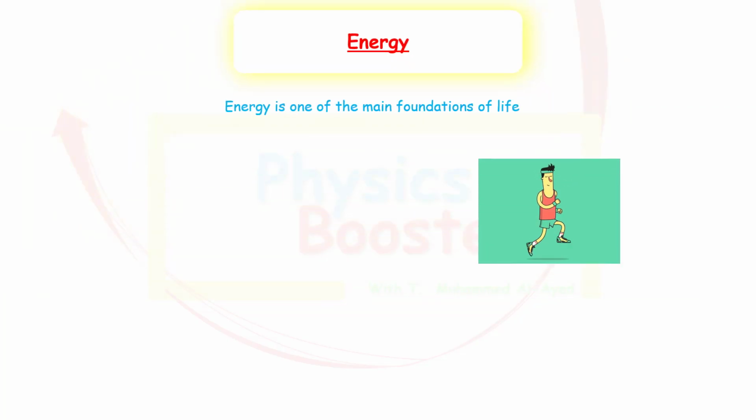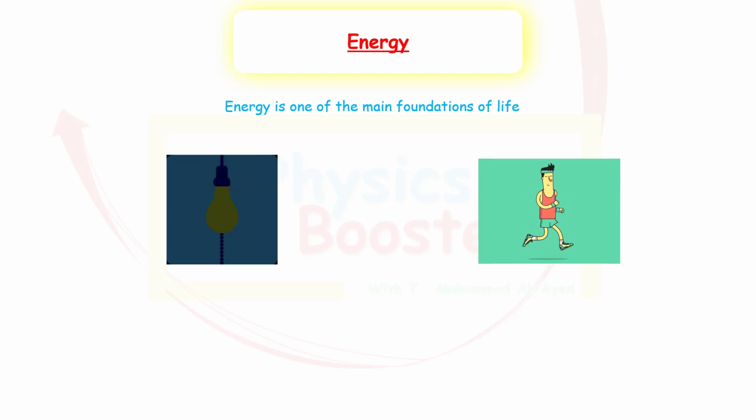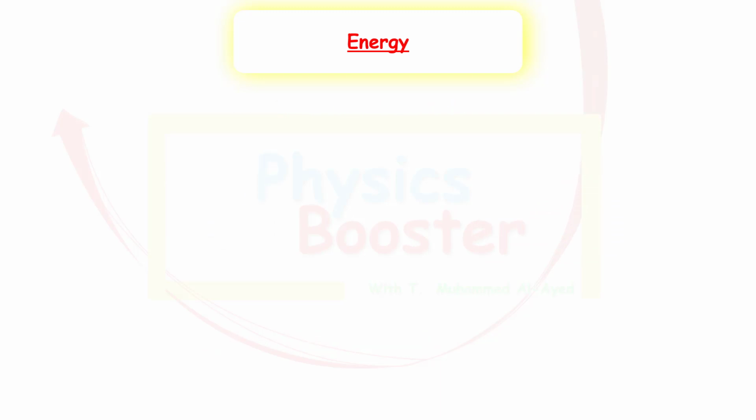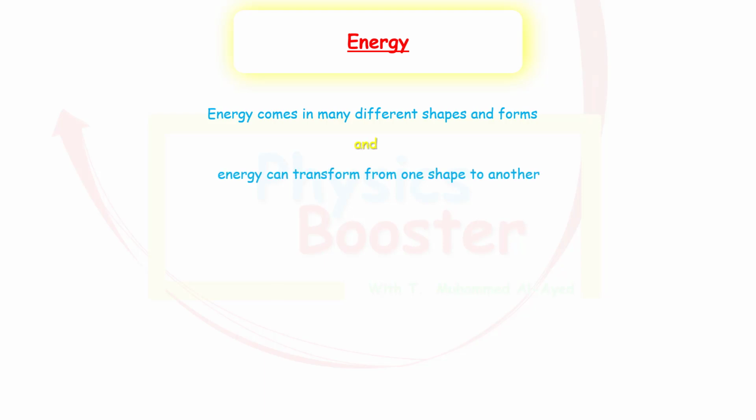Now energy is one of the main foundations of life. With energy we can run, we can move. With energy, we can turn on a light bulb. So energy is needed everywhere and is seen all around us, okay? Now, energy comes in different shapes and forms. And energy can be transformed from one shape to another, okay? So let's talk about some shapes of energy that we see all around us.